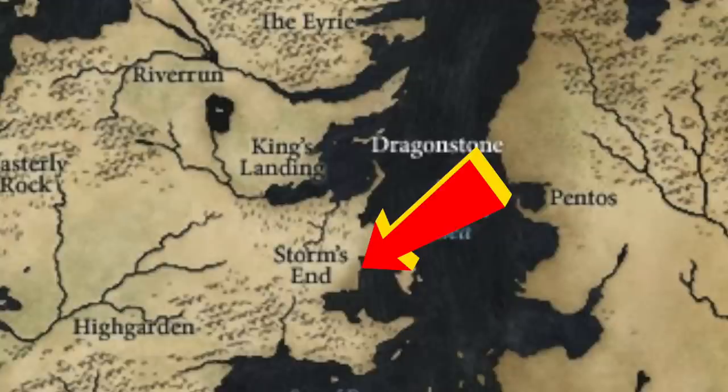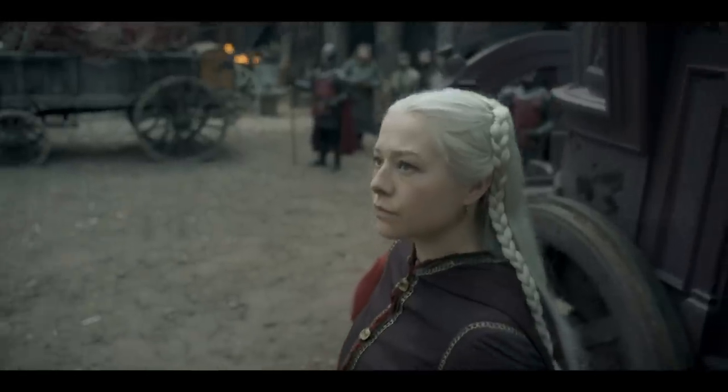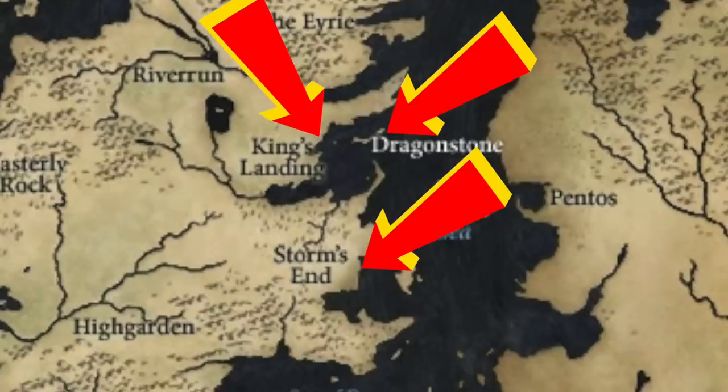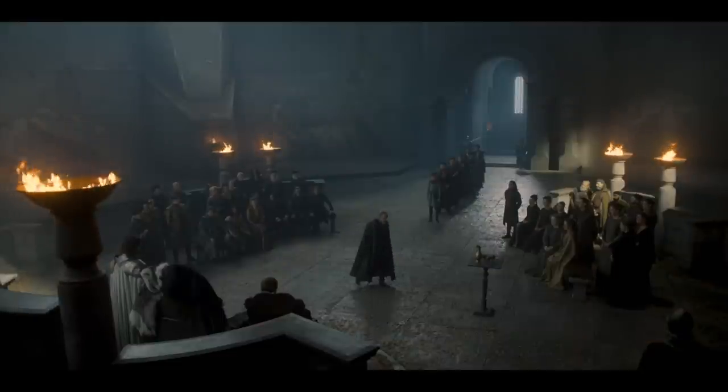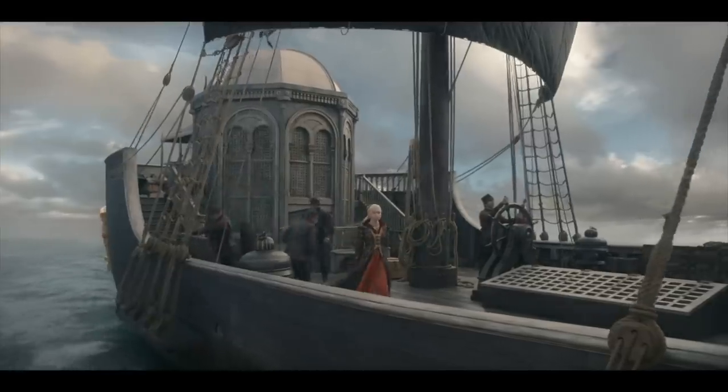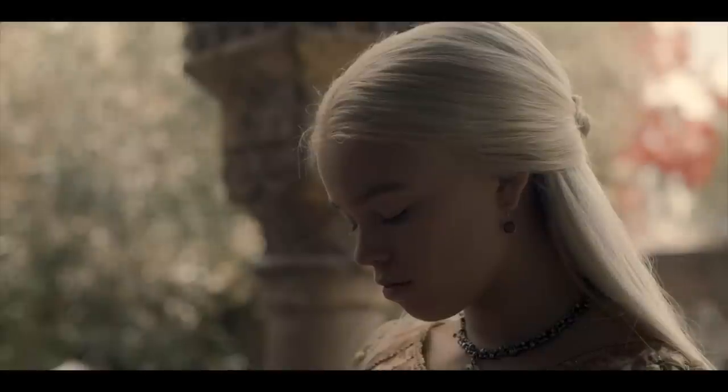Storm's End is also very close to King's Landing, which would give Rhaenyra a strategic location on the other side of King's Landing. So the city would be trapped between Storm's End and her seat at Dragonstone. And we actually saw Storm's End a few episodes ago when Rhaenyra cut short her tour by a couple months because she had the hots for her uncle.